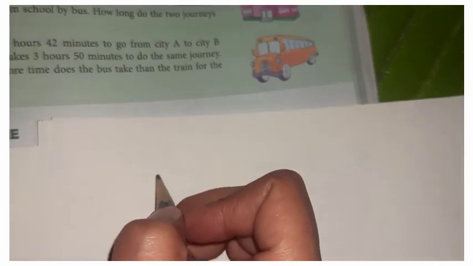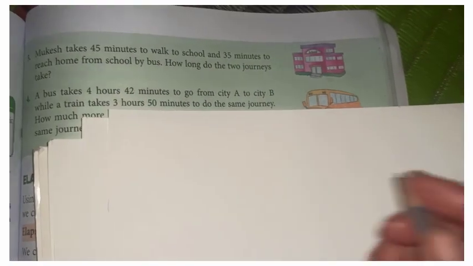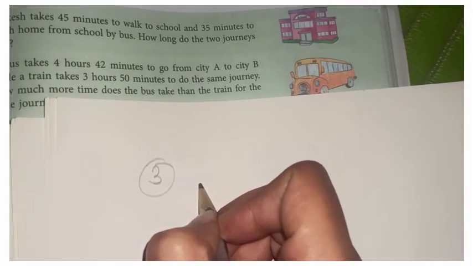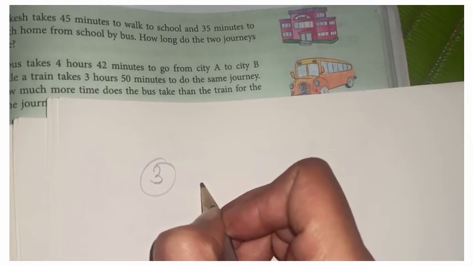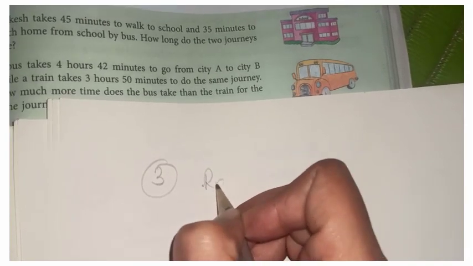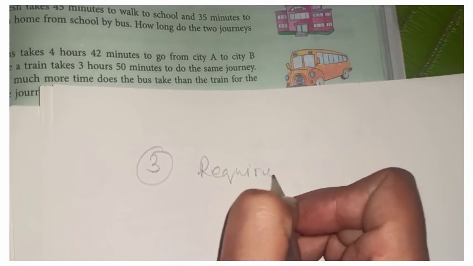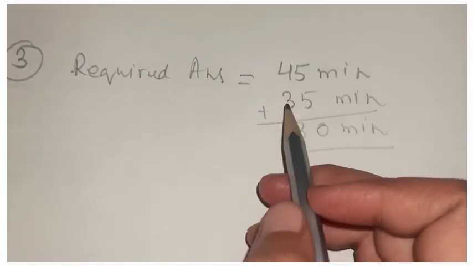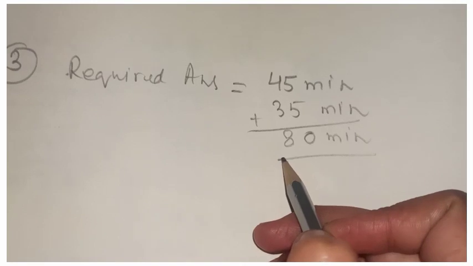Now for the solution of question number 3, how will you do it? Let's see. Question number 3. You need not make any statement for this question. Just write down the solution. So you will write here required answer equals. Then 45 plus 35 you have added, it gave you 80 minutes.